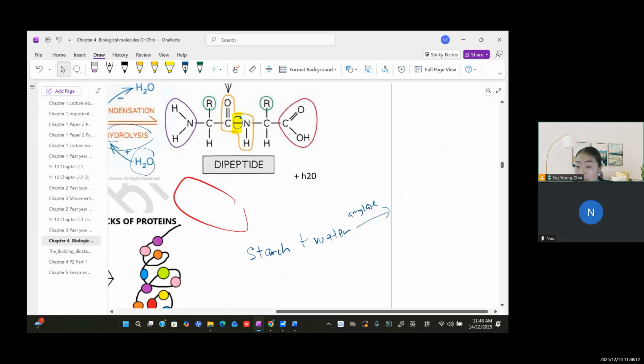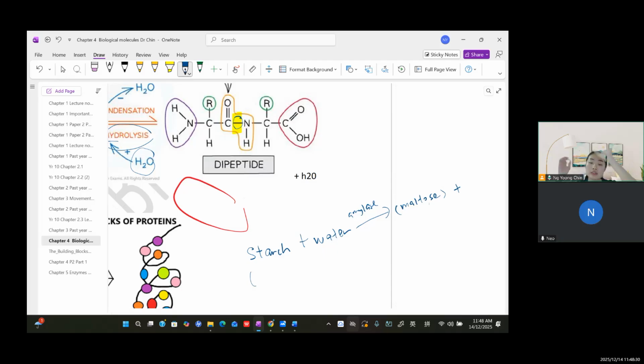And then they'll become what later? Glucose? Maltose. Maltose first. Yeah, it's maltose first. So that's why later you have a food test, right? The starch test, because of the iodine test. Yeah, you have the iodine test.